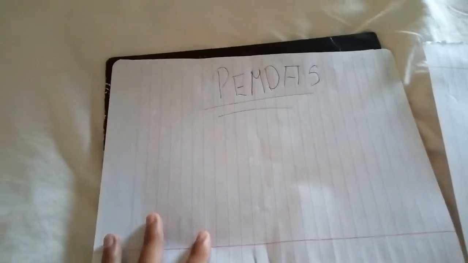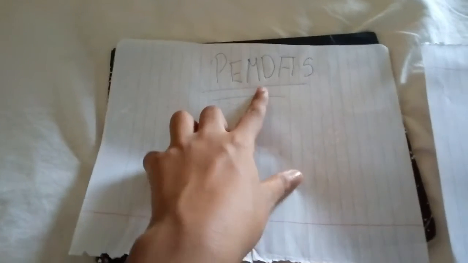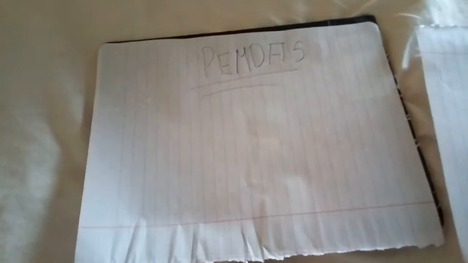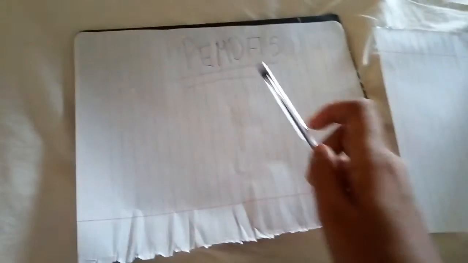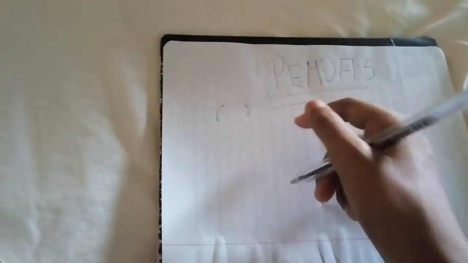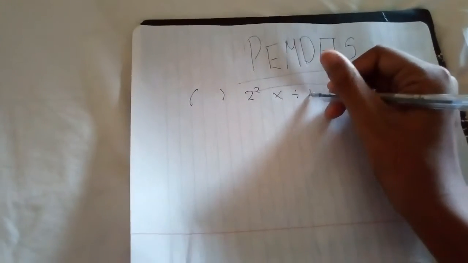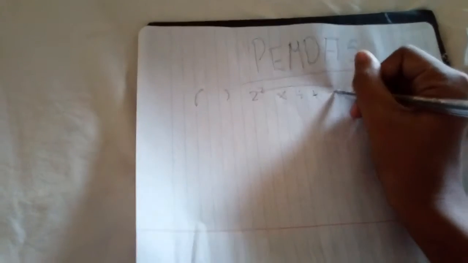Okay, so if you clicked on this video, the only reason is because we're going to be learning about PEMDAS. What is PEMDAS? Well, this is just an acronym. The P is for parentheses or brackets, like this. The E is for exponents, like 2 squared. M is for multiply. D is for divide. A is for add. S is for subtract.